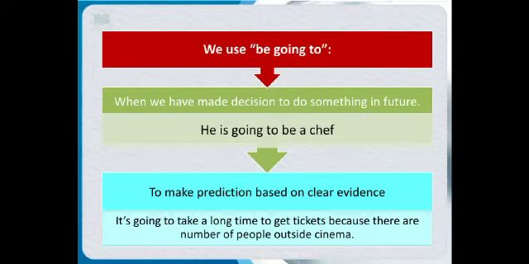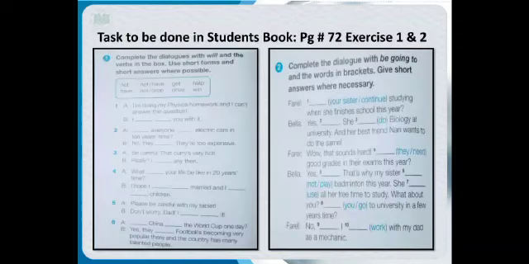And if we have planned something and our future plan is already decided and we have taken the decision for it, we will use be going to. And if we are not sure about our future plans, we will use will with it.